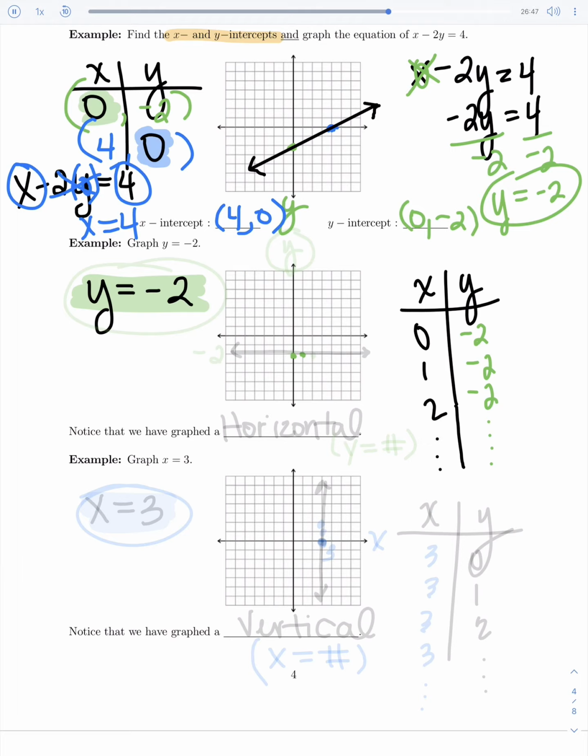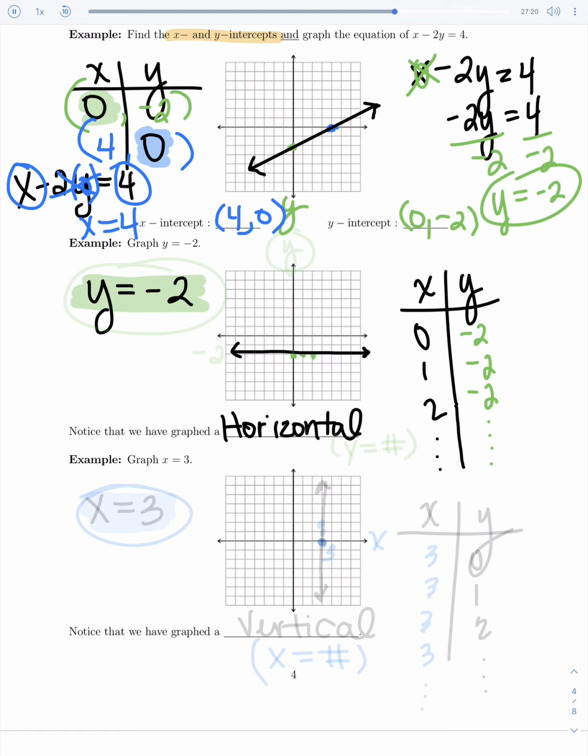What are we noticing about our points? Well, notice they do create a line, but it's a special line. So let's play connect the dots and draw our line. We needed only 2 points, but we've actually gone overboard and done 3 points. What we have is a horizontal line. So that's what's special if we have just a y in our equation.